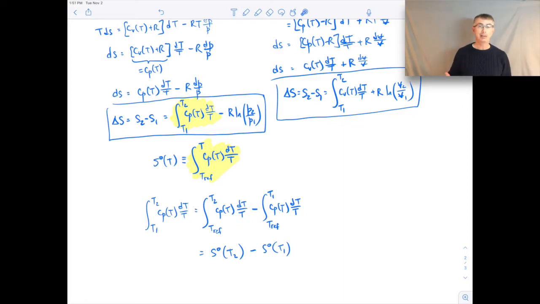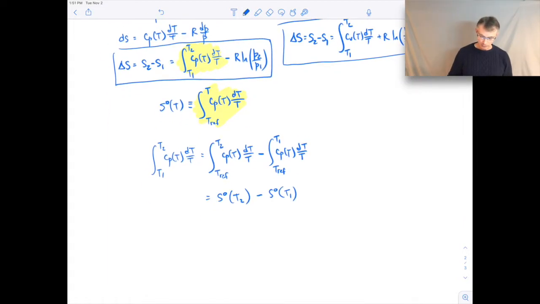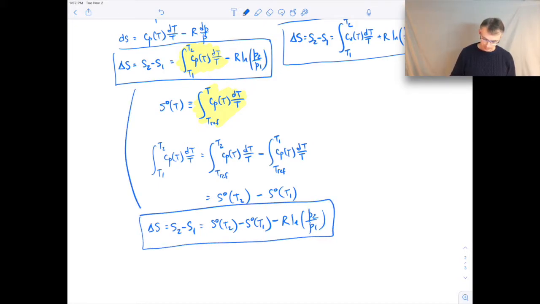So we can go ahead and pre-calculate those integrals. I could pick some arbitrary reference temperature, find the Cp as a function of temperature for whatever substance I'm dealing with, like air, for example, and then do this integral for a whole bunch of different temperatures and put it in a table. That's exactly what's done, and I'll show that in a moment. Then our delta S, specifically this left-hand expression, just becomes S naught(T2) minus S naught(T1) minus R natural log P2 over P1. These are found in an ideal gas table, and I'll show you that in a moment.